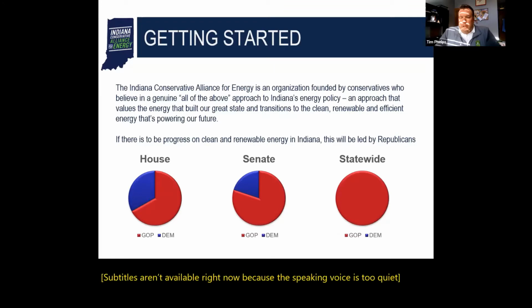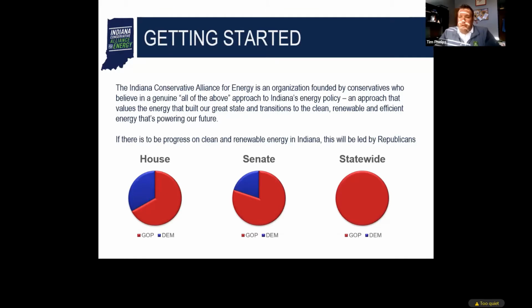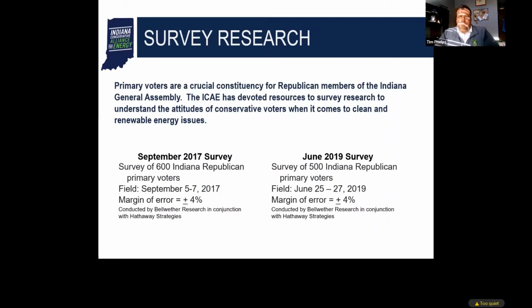I appreciate Zack's presentation. He talked about the makeup of the Indiana State Legislature. The State House is no secret, dominated by Republicans. We have supermajorities in the State House and the State Senate, and all 6 of 6 statewide elected positions. Even on the federal side, it's 7-2 and 2-0. If there is to be energy policy progress at the state level, in so many respects, it's going to need to be led by Republicans. The way the legislature is built today, primary voters are a crucial constituency for Republican members of the Indiana General Assembly. There are so few competitive races each election cycle.